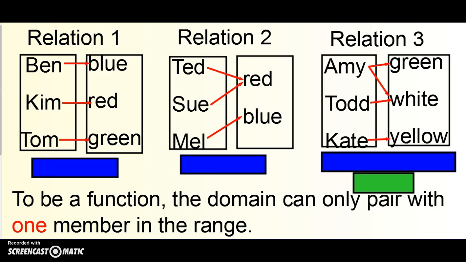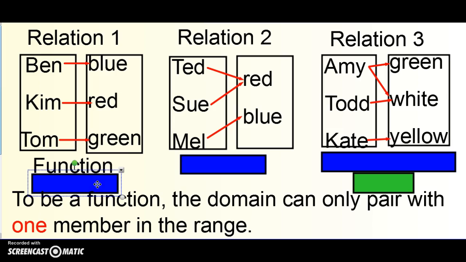Okay, so in the first example, each person here has chosen one color they like the best. So because each one has only chosen one that they like best, it is a function. In the next one, Ted likes red and Sue likes red, but they each have only chosen one, and so it is still a function.